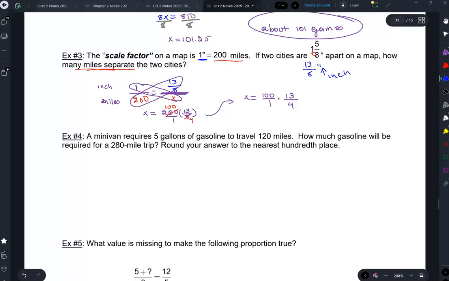Okay, what can I divide both of these by? 4. I divide this by 4, I get 25. I divide this by 4, I get a 1. So now I have 25 times 13, and that's going to be 325 miles.